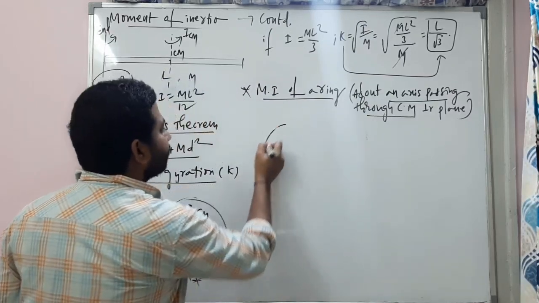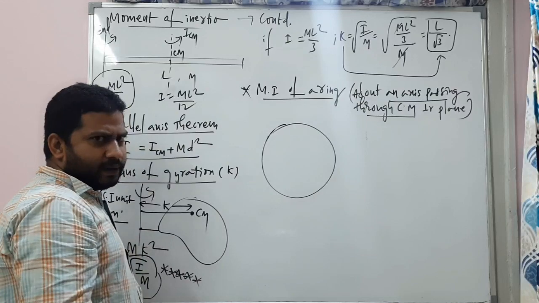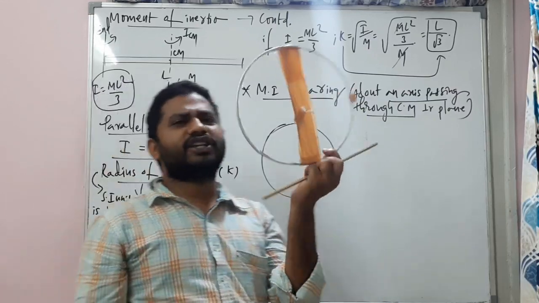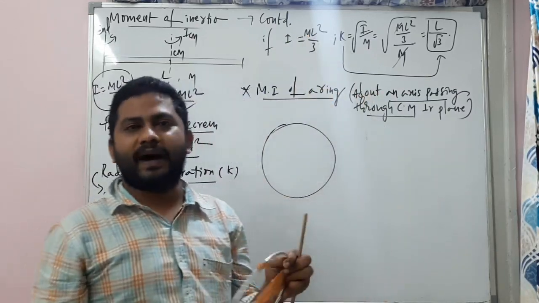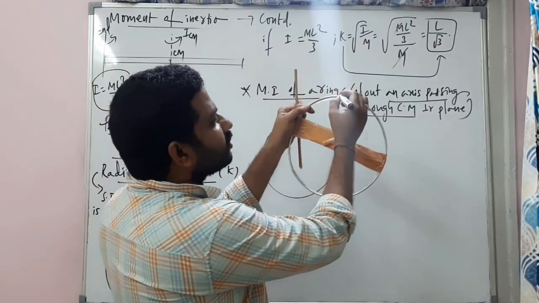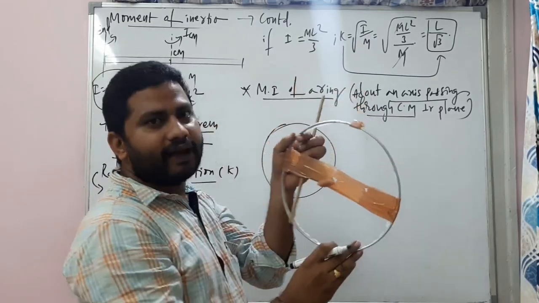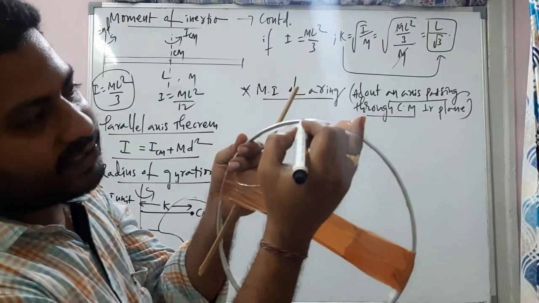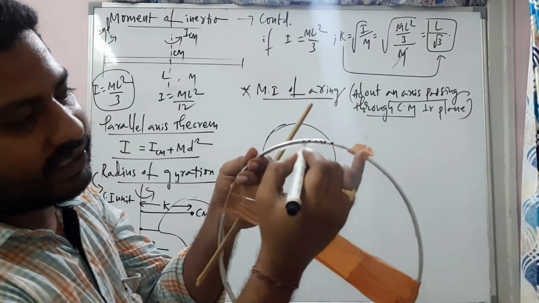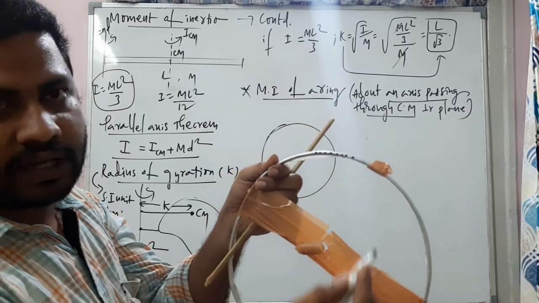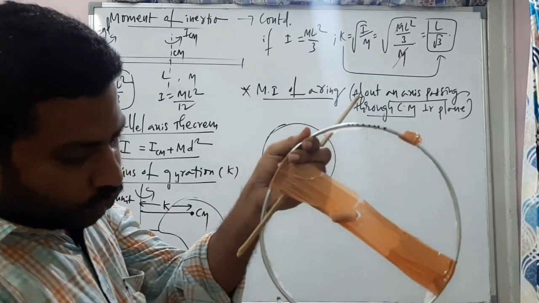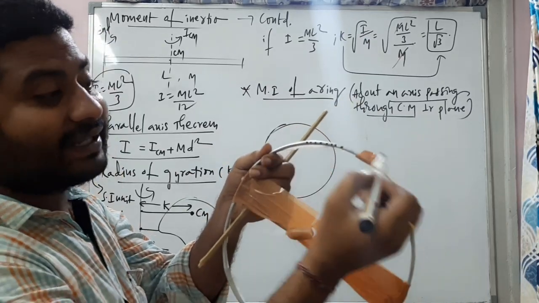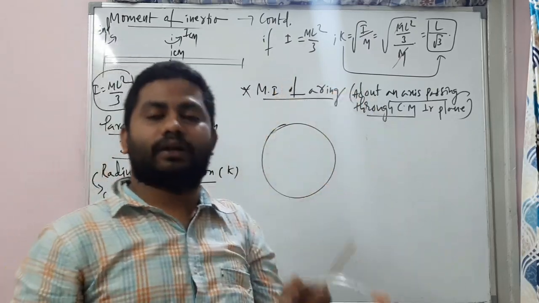Look at the interesting part. Whatever it may be, this ring is also a continuous mass distribution. It's not a point mass. Look at here. There is a small dx can be drawn. Have a look at it. So there is a small dx here. There is another dx, another dx, another dx, another dx. So from here to here, throughout the circumference continuously the mass is distributed.